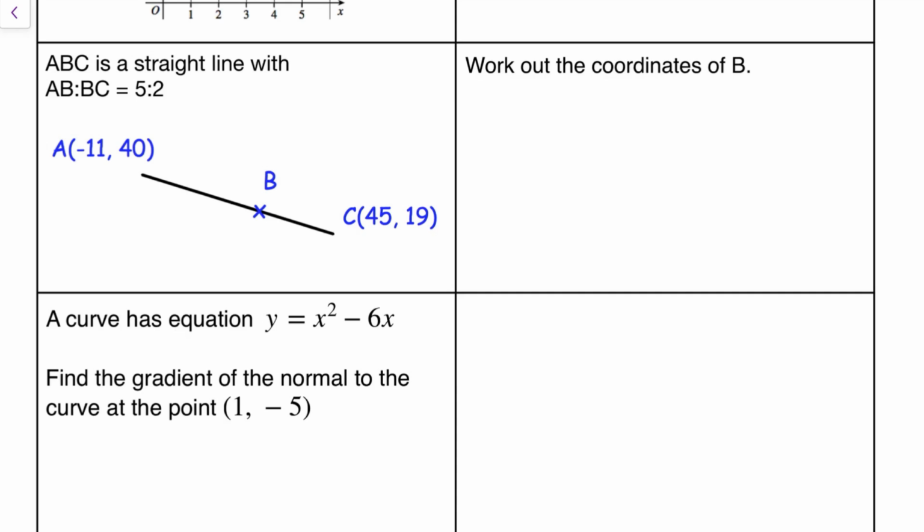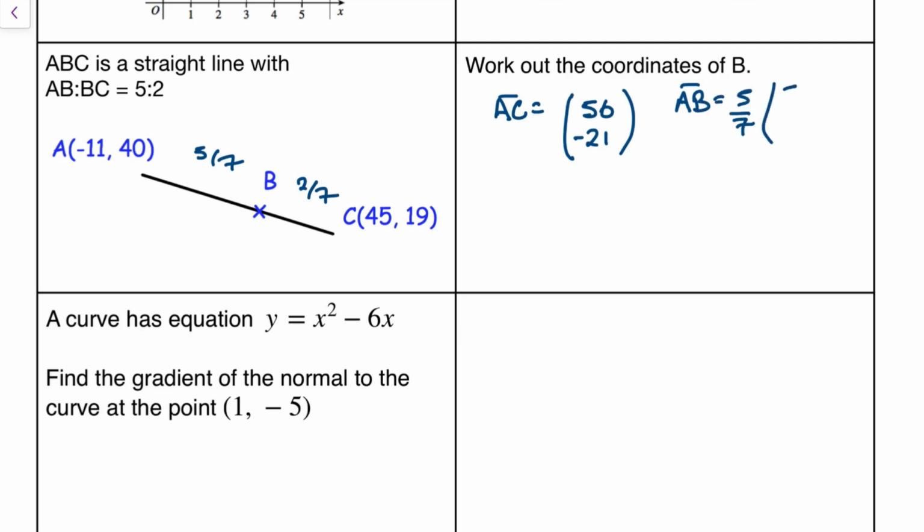ABC is a straight line with A to B, B to C. All right, so I'll split into 2, 5 to 2. So that's 5/7, and that is 2/7. Work out the coordinates of B. So I'm going to use my vector approach. Now, hopefully, if you watch a few of my videos, you're quite good at these vectors now. I know people don't like vectors to start with, but genuinely, they're really helpful. Either way, to get from A to C, so minus 11 to 45 is 56. And 40 to 19 is minus 21. Now, what's notable about these, both these numbers divide by 7, which makes me feel a bit better, because A to B is 5/7 of this.